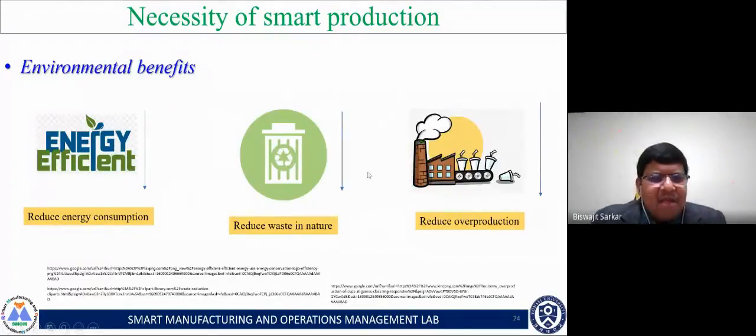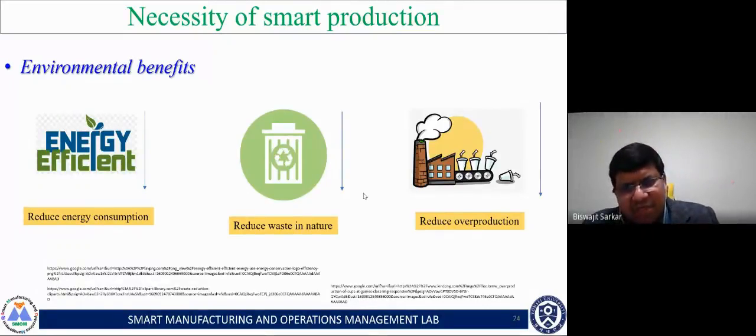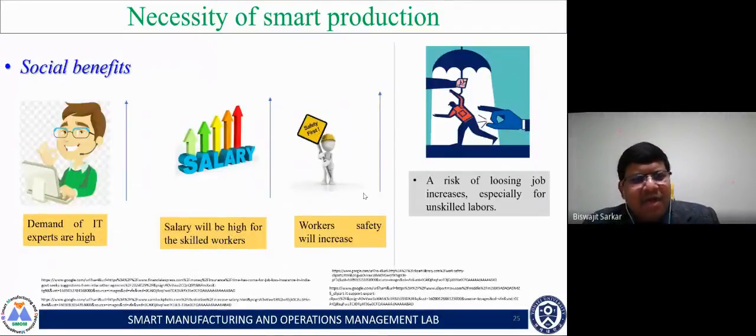Similarly, for the environmental benefits, the energy consumption automatically reduces, that I said through the bulb example, that the per unit energy consumption is reducing. Waste of course is reducing, and overproduction is also reducing. Whenever you have the information through the cloud that exactly this amount of demand is there, automatically you don't have to produce so much product. That means the amount of bullwhip effect will be reduced continuously.